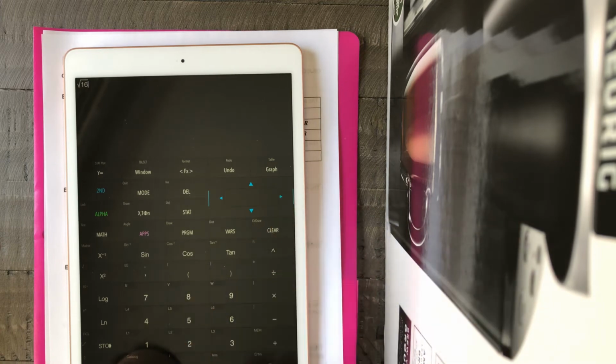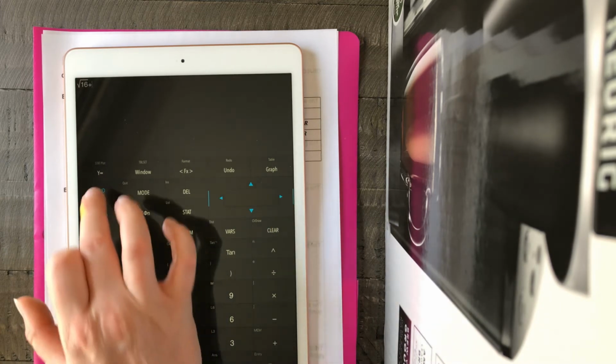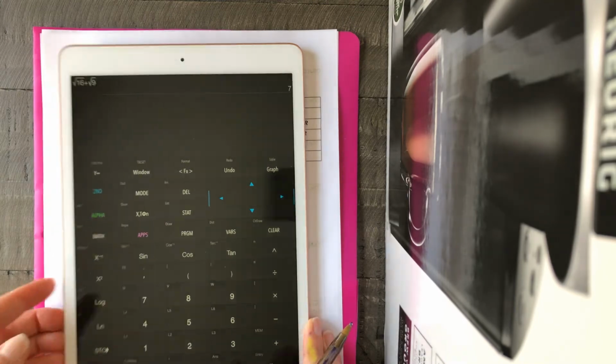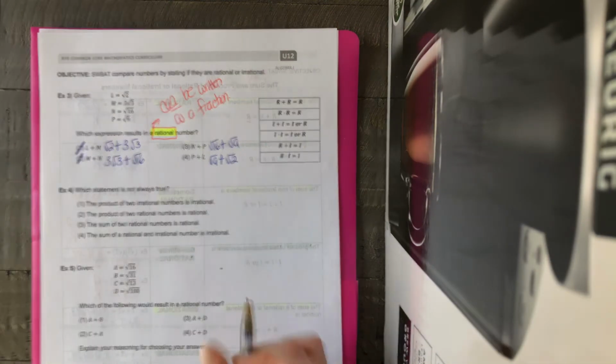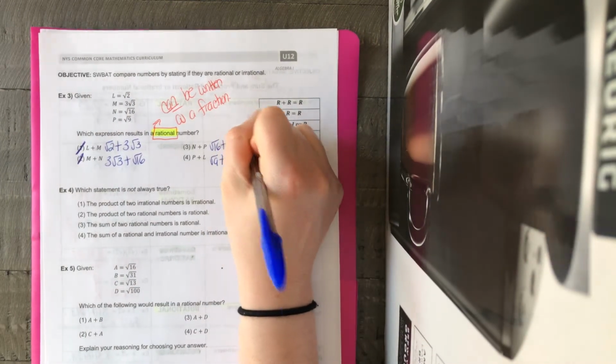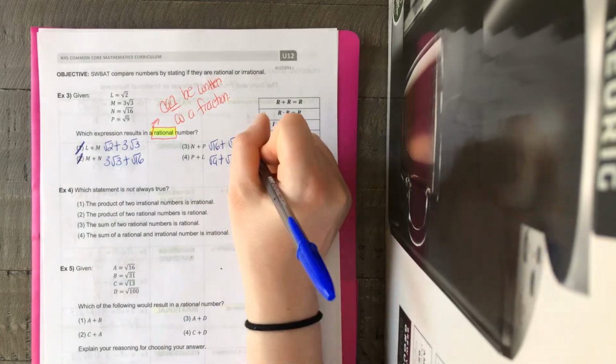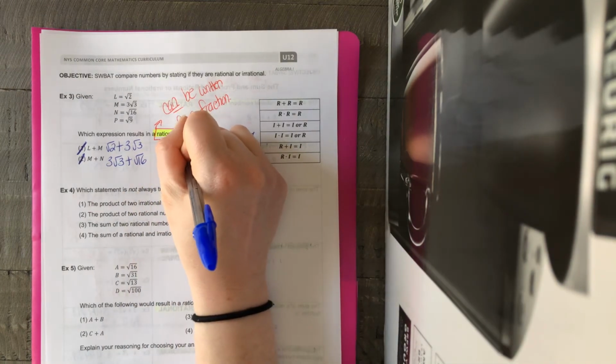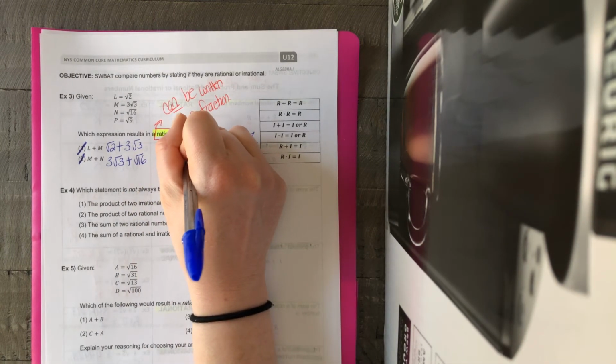Don't forget to arrow out, plus the square root of 9. And I get the number 7. Okay, well, I know that 7 can be written as a fraction. I can put that over 1. Any whole number can be put over 1. So this is definitely a rational answer. I know 3 is my choice.